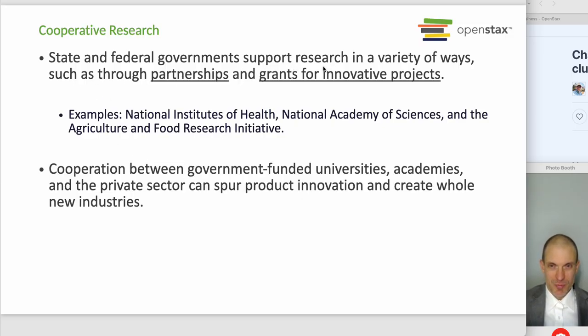State and federal governments support research in a variety of ways through partnerships and grants for innovative projects. Examples: NIH, National Academy of Sciences, and the Agricultural and Food Research Initiative. Cooperation between government-funded universities, academies, and the private sector can spur product innovation and create whole new industries. Yeah, this is all good. This is all right.